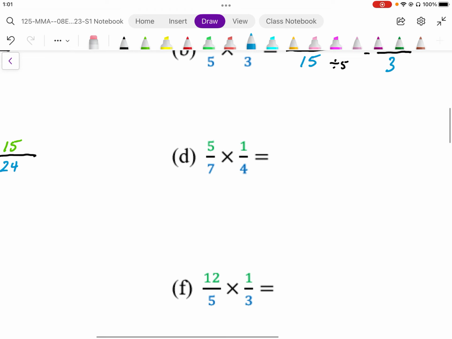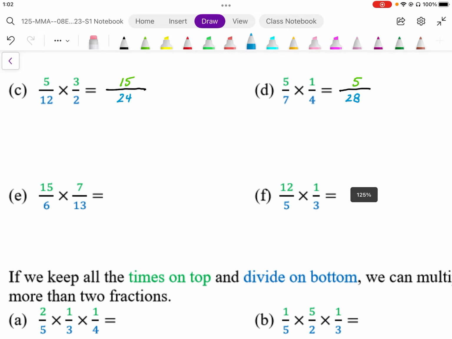For D, we do the same thing. Top times top, 5 times 1 is 5. Bottom times bottom is going to be 7 times 4 is 28. And again, we just make sure that no multiplication ends up in the denominator and no divide ends up in the numerator. We keep top and top, bottom and bottom.